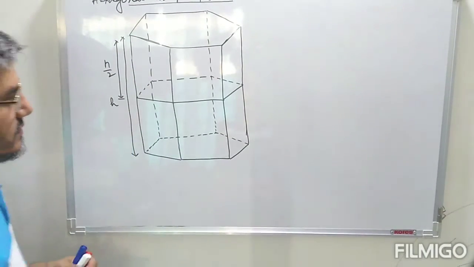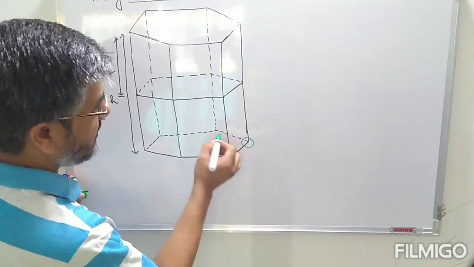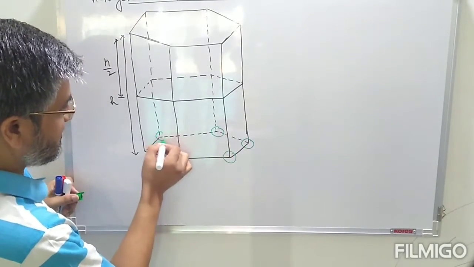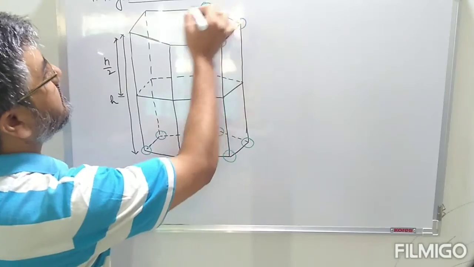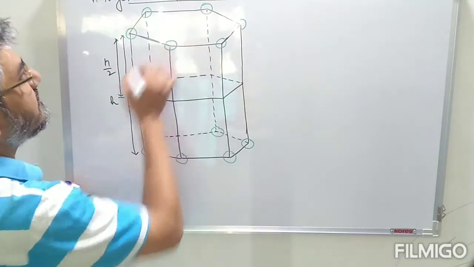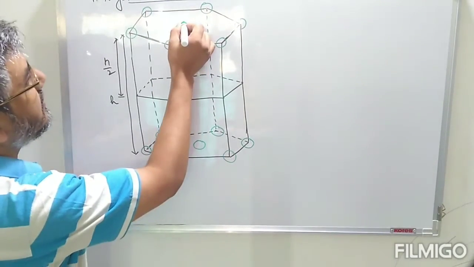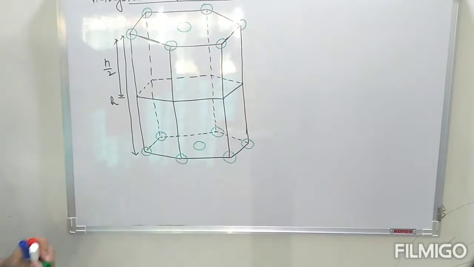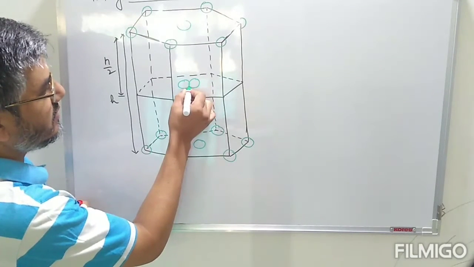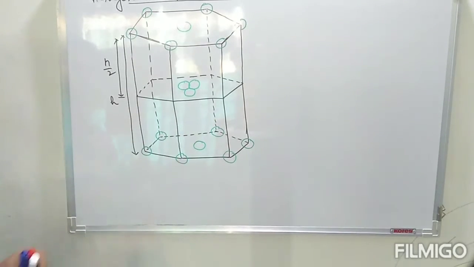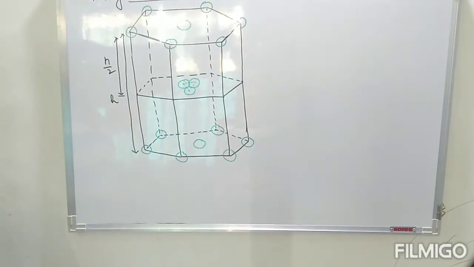So while arranging the atoms, the corners are occupied by spheres, and the face of this regular hexagon is also occupied by spheres. Along with this, at the center there are three spheres forming an equilateral triangle. This is the relative arrangement.